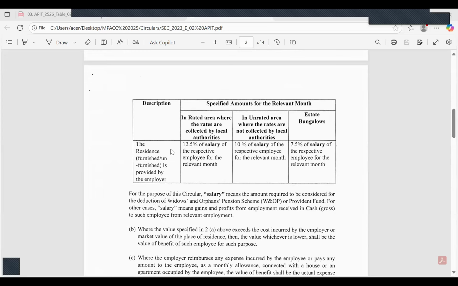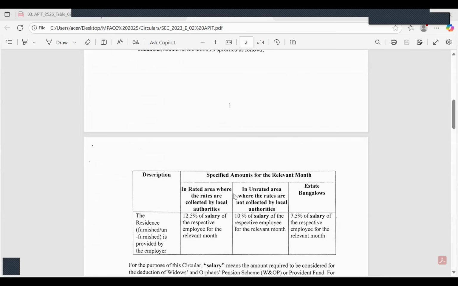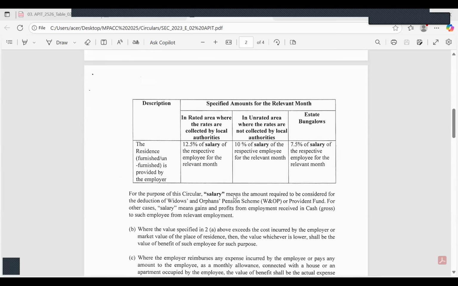But our employer give us that residency facility, resident facility. So that is an employment benefit. So we should calculate a benefit for that residence. So this is how we should calculate the benefit of residence.